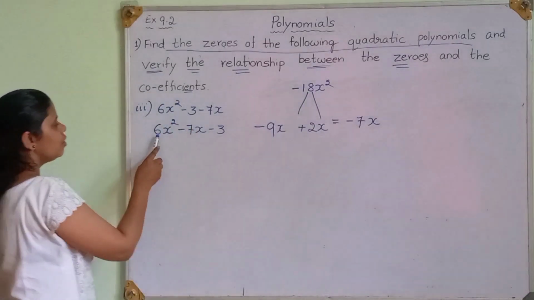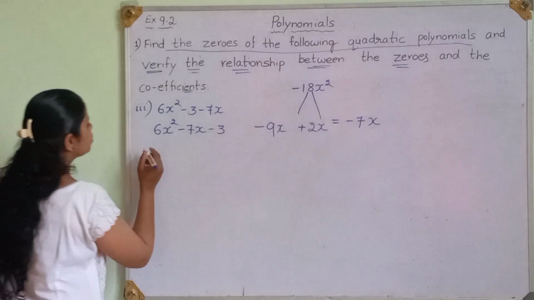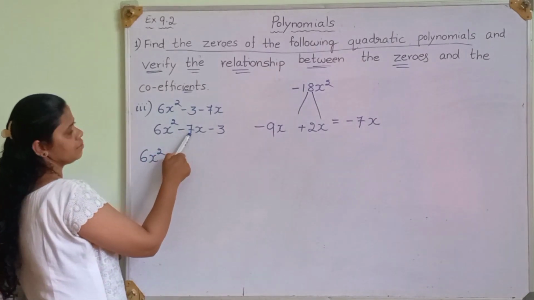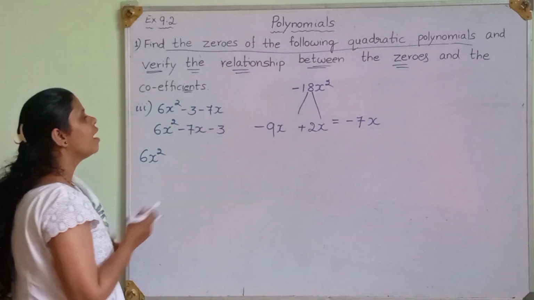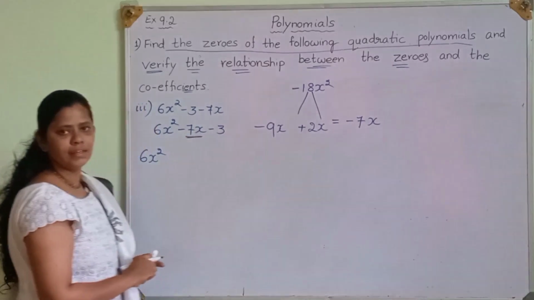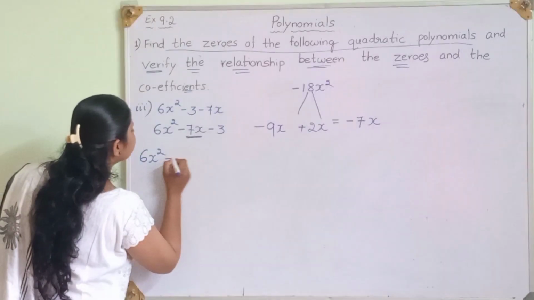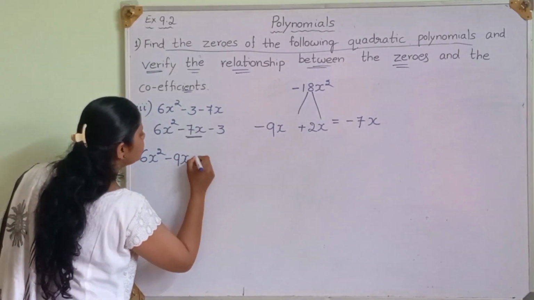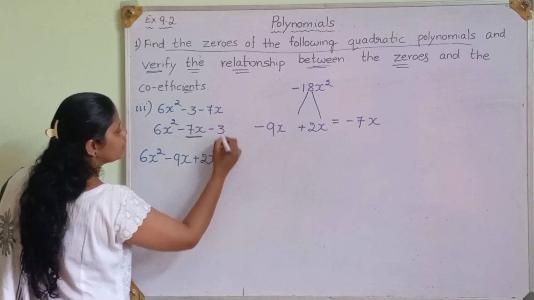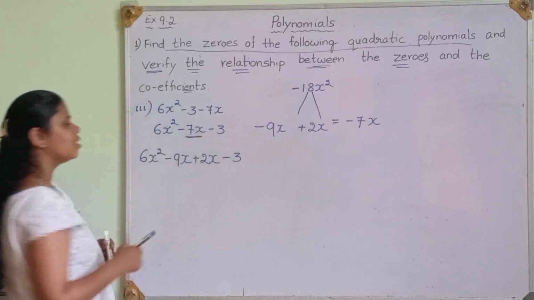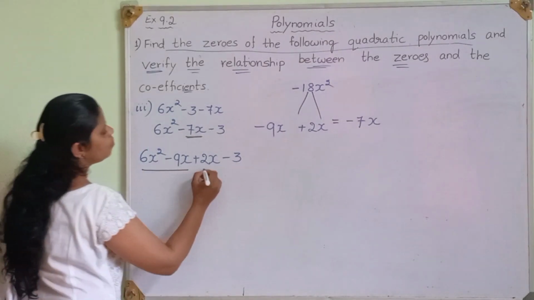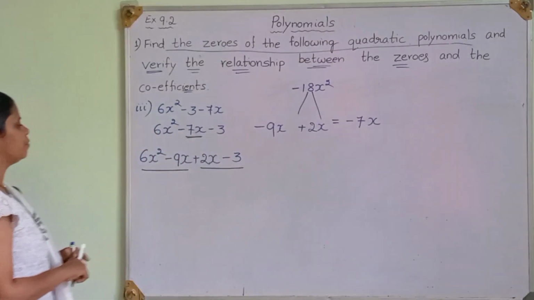Okay? Now, let us write 6x square minus 7x. This minus 7x, I can write as minus 9x plus 2x. Right? For this minus, let me write minus 3. Now let us do this as one group and this as one group.